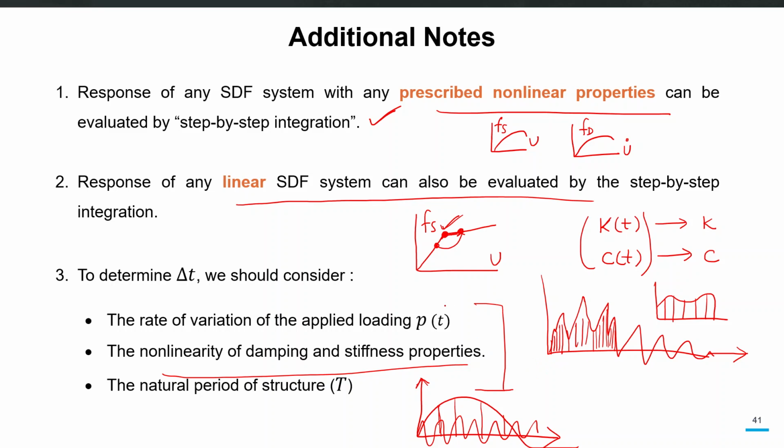Most of the time this delta t is already defined by the numerical definition of p of t. So for example, if you are given p of t such that at time t equal to 0, p of t is, let's say, 0, at t equal to 0.01 the value of p of t is given, and at 0.02 the value of p of t is given. So already the delta t is defined by this numerical definition of p of t. So your delta t will simply be equal to 0.01 second for this case. But you should consider the other two factors also in order to have your delta t adequate.